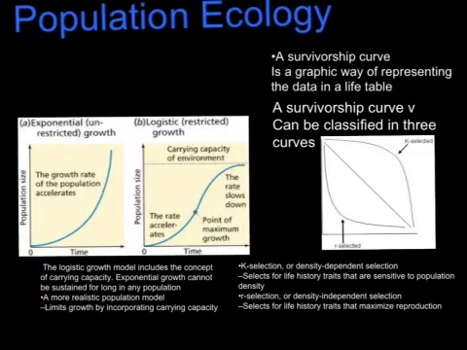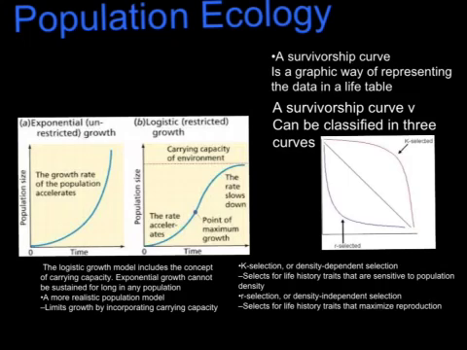Population ecology. Population ecology is a subfield of ecology that deals with the dynamics of species populations and how these populations interact with the environment. Two things that are learned in population ecology would be a logistic growth model and a survivorship curve. The logistic growth model includes the concept of carrying capacity. Since exponential growth cannot be sustained on any population, the logistic growth model shows and incorporates carrying capacity.